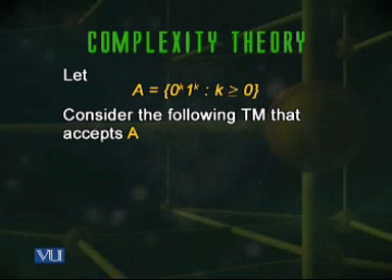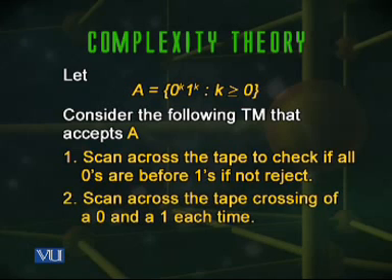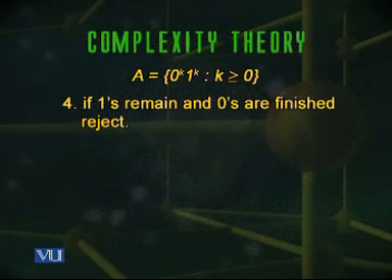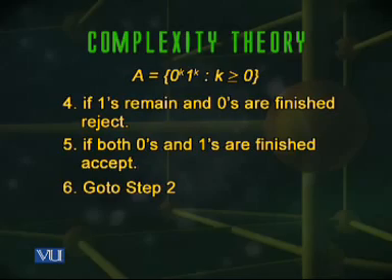As you know, there's a very simple algorithm which we can use to decide this language. That algorithm is now given to you on your screen. This is a Turing machine that accepts A. What it does is, it first scans the input, and makes sure that all the zeros appear before a 1. If not, it will simply reject. Then it will scan across the tape, crossing off a 0 and a 1 each time. If zeros remain and ones finish, then it rejects. If ones remain and zeros finish, it rejects. And if both zeros and ones are finished, it accepts. Otherwise, it repeats the same process.